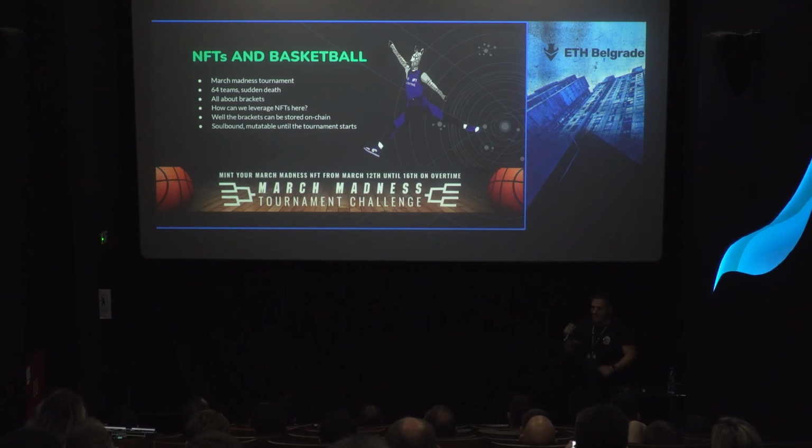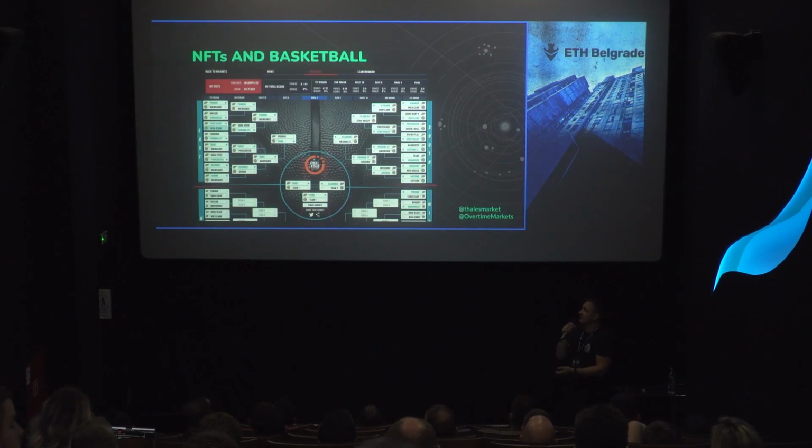Obviously we thought that this is a very good use case for NFTs, that you can actually store your whole prediction bracket on the chain. And again, it's going to be soulbound, but it's mutable until the tournament starts. You can change the outcomes. So this is how you would choose who's going to win, Purdue or TAMU, whatever. You choose your whole brackets.